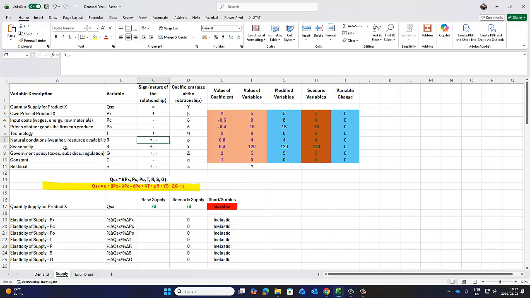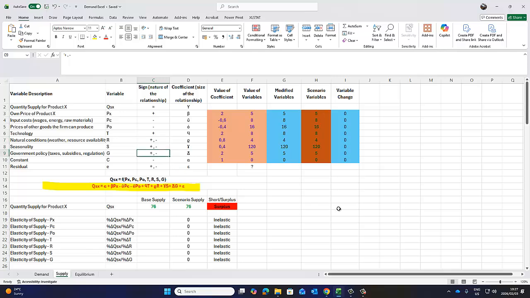So it all, and the same with seasonality. So these two are ambiguous. They could be either positive or negative. It all depends on the product that you're looking at, the thing that you're going to supply, and obviously how you define natural conditions and seasonality. So that's quite important to understand and to be able to identify whether it is indeed a positive or negative.